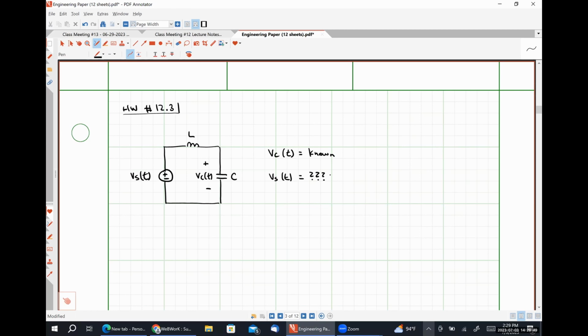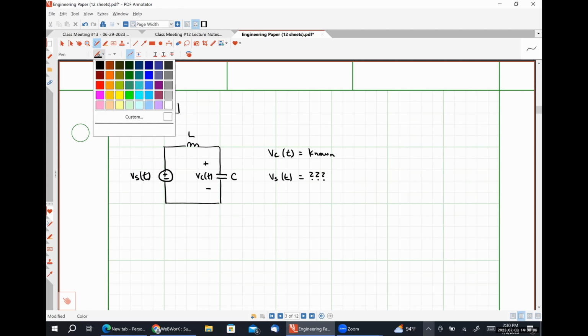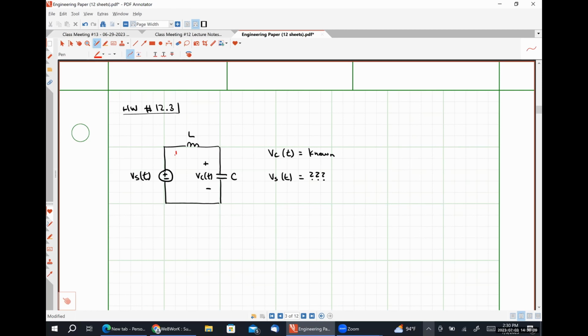Okay. So because this is a single loop circuit, all of the elements are connected in series. How I would approach this problem is by using Kirchhoff's voltage law. So I am going to define the voltage drop across my inductor with the positive polarity on left, like so. And I'm going to go ahead and define this current I flowing clockwise around this loop.